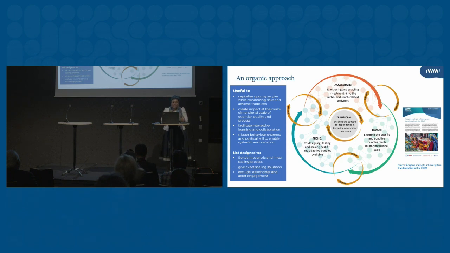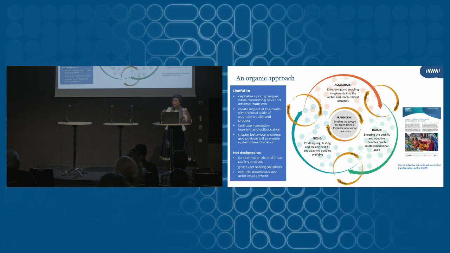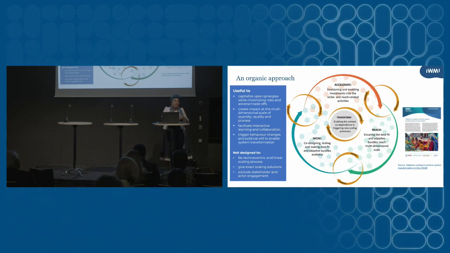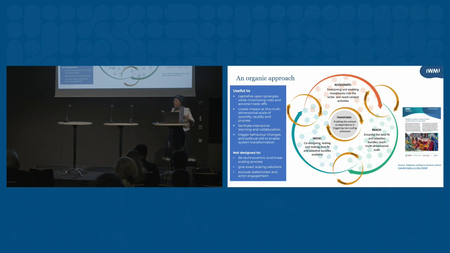The second pillar is really about reaching, so ensuring that these best fit innovation bundles are able to reach stakeholders at different scales. When we think about scaling, it's not just about scaling out, reaching many farmers. It's also about working with policymakers to make sure that an enabling environment is in place. It's also about working with finance institutions to make sure that there's inclusive finance options for people that take up these innovations. And then the third is what we call acceleration, which is about envisaging and enabling investments in these bundles of innovations.